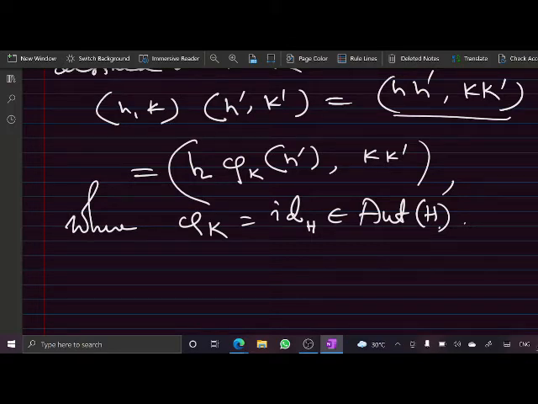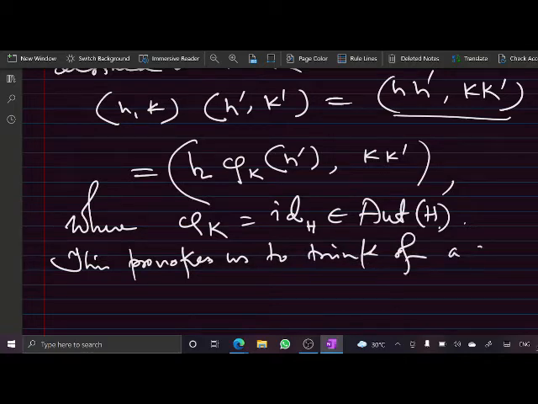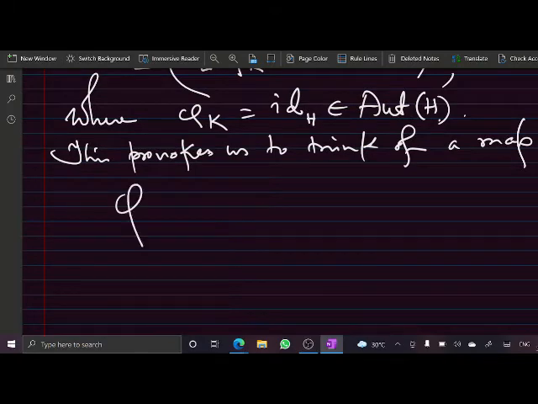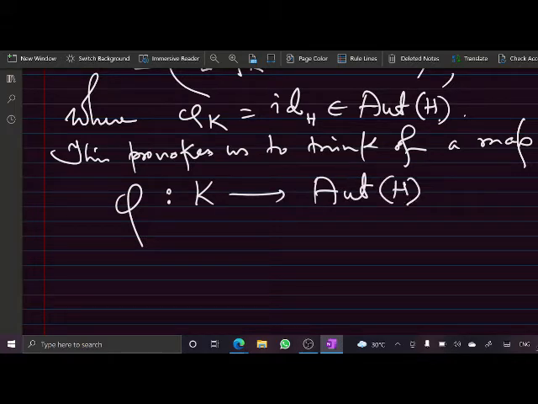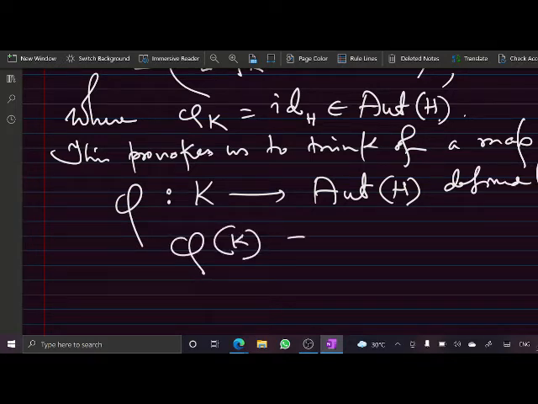So this provokes us to think of a map phi from K to this one, defined by phi of k goes to phi k, which in that case is only the identity automorphism. That means every k will go to the identity automorphism.